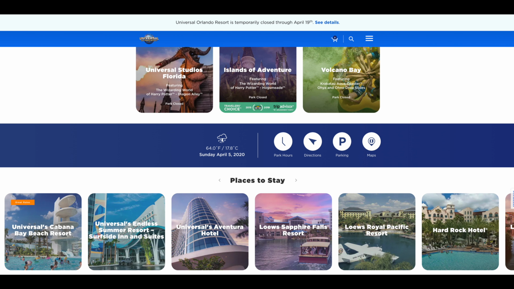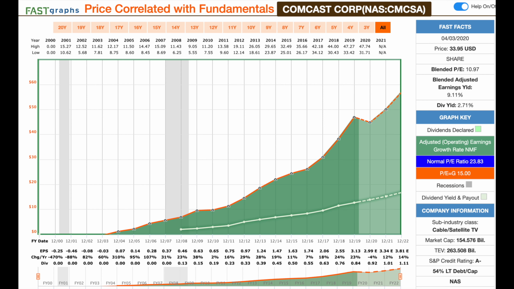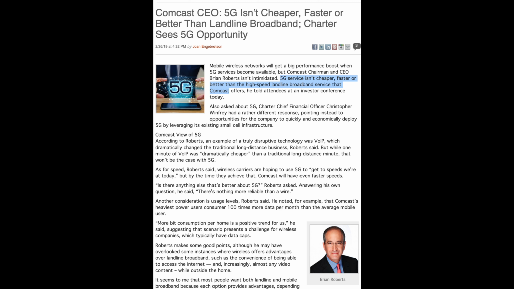On the bearish side, Universal Studios is completely shut down right now, and it doesn't make up a significant portion of the revenue, but it's worth mentioning, I think. I think the biggest bear thesis is 5G. 5G may directly impact their largest revenue stream, but Comcast doesn't seem too worried about this. CEO Brian Roberts says 5G services isn't cheaper, faster, or better than high-speed landline broadband services from Comcast.